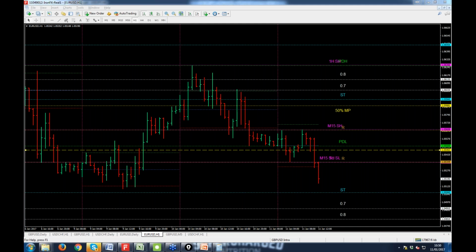Okay, Euro USD chart, is it on an hourly or a daily? We always trade the hourly chart on an intraday time frame. So everything that you're seeing here is on an hourly time frame.